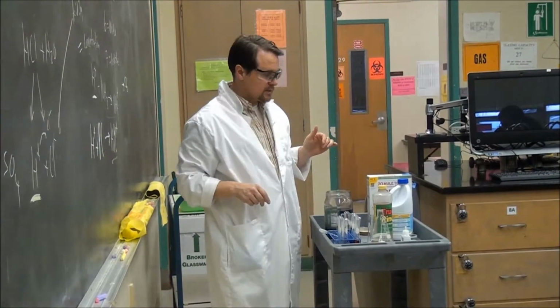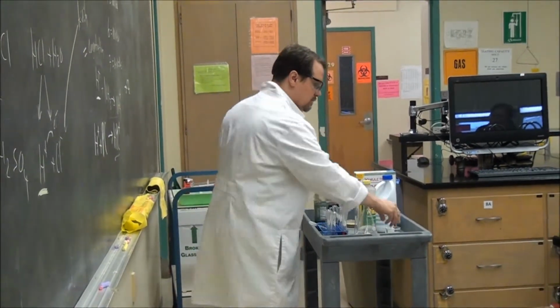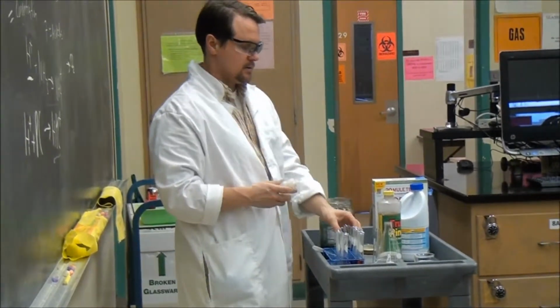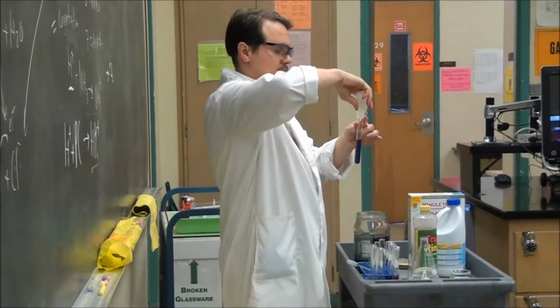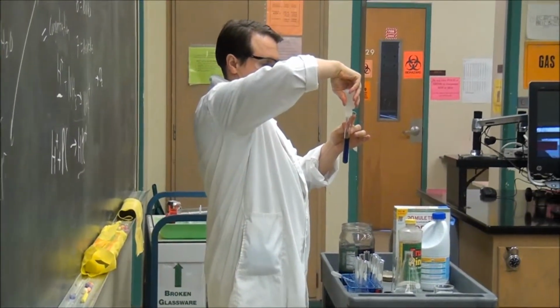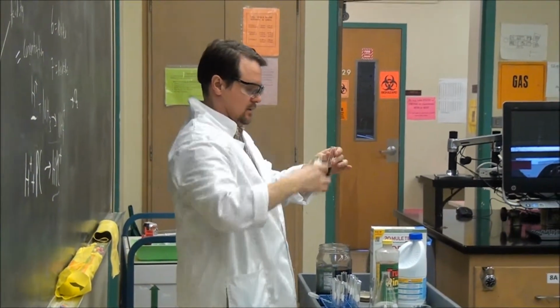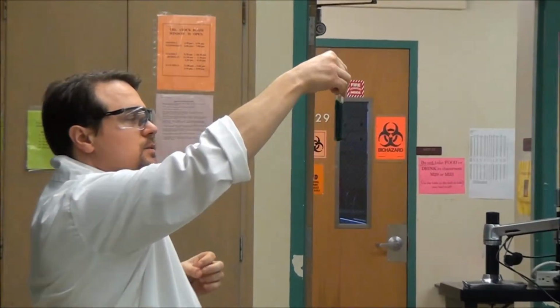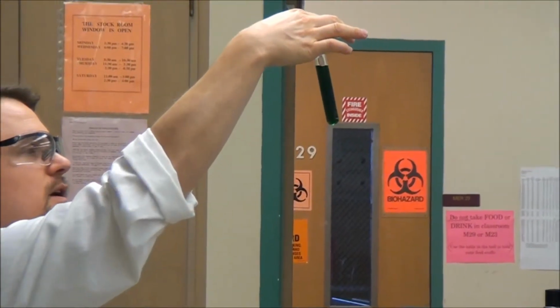Oh, let's do the base. Let's do the base first. Let's look at something basic. So here on the base side, I have sodium hydroxide. So we can see what that looks like. And so this is a typical situation with a base. So you see that green color? Cabbage juice turns.